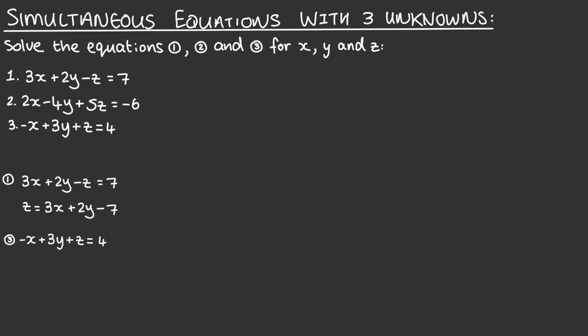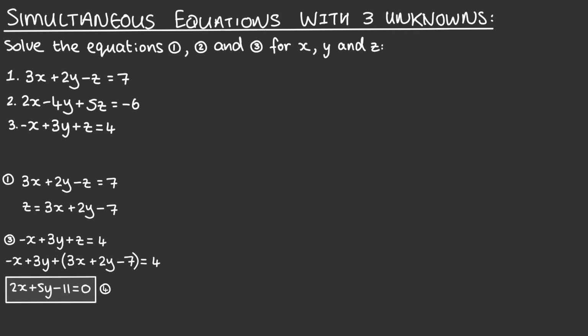Subbing z into equation 3, we end up with minus x plus 3y plus 3 times x plus 2 times y minus 7 is equal to 4. And we can simplify this to find 2x plus 5y minus 11 is equal to 0. And this is our fourth equation. It has two unknowns, x and y, since we subbed z in.